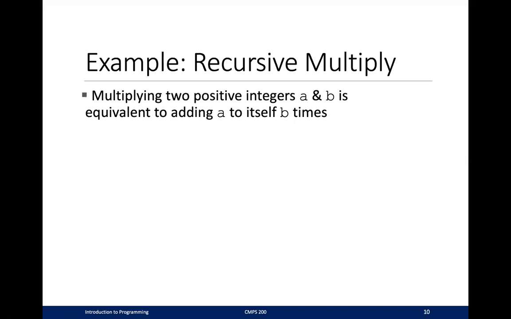So how do I think about this recursively? The first observation to make is the following. A times B is the same as adding A to itself B times. So I can write it this way.